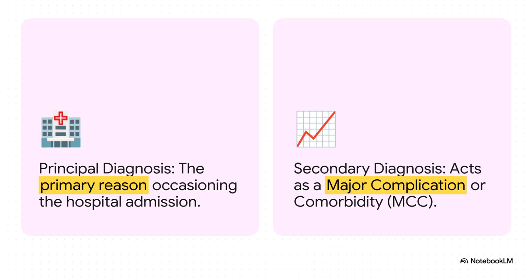Oh, and a quick special sequencing rule to keep in your back pocket. If both acute respiratory distress syndrome, or ARDS, and acute respiratory failure are documented, ARDS actually takes priority, and you don't code the respiratory failure separately.